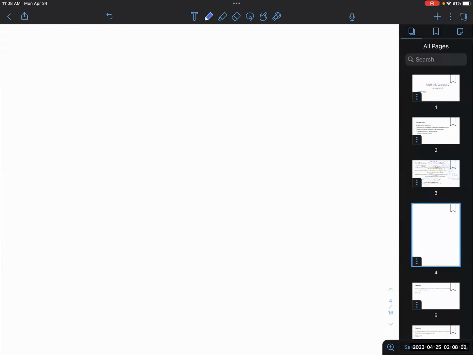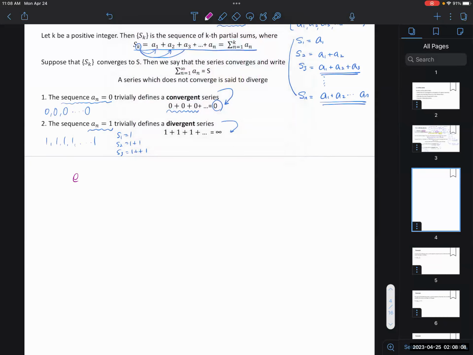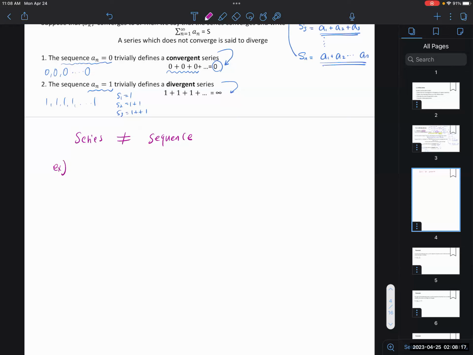Okay, so I'm going to summarize quickly. Series is not equal to sequence, as we know. Example, if an equals 0, then the list of the numbers of this sequence will be 0, 0, 0, 0, 0, keep going. The first one, A1, will be 0, A2 will be 0, right? A3 is 0, A4 is 0, always 0. This is a sequence.